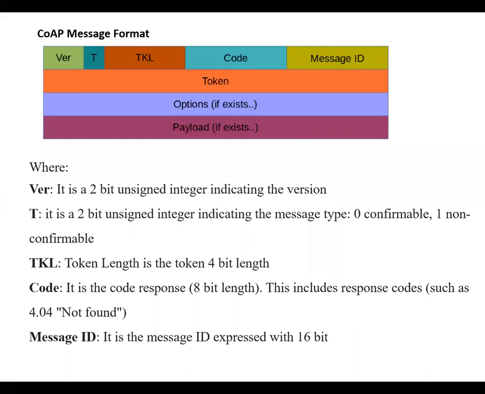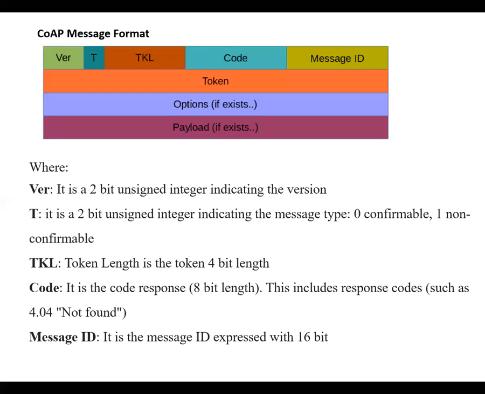Okay guys, this is the COAP message format. We have some binary part and options part and then payload. So the first one is the version. It is a 2-bit unsigned integer indicating the version of the message format. And T is a 2-bit unsigned integer indicating whether this message is a confirmable message or non-confirmable message.